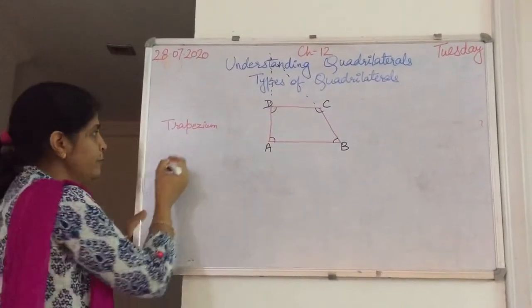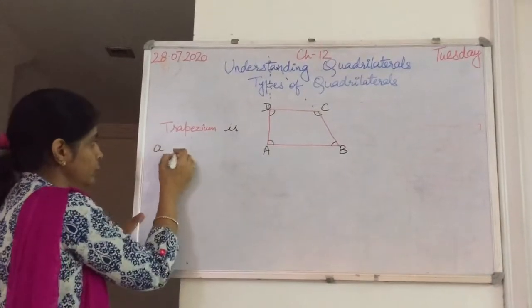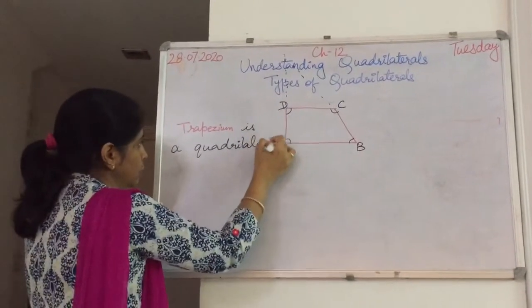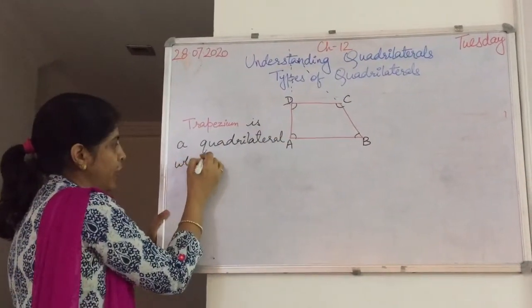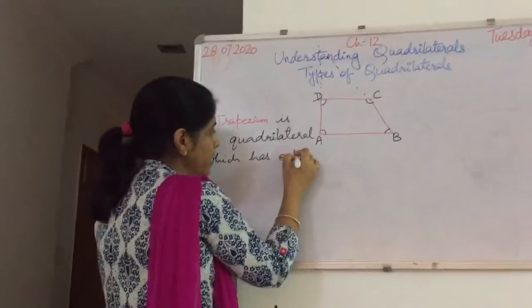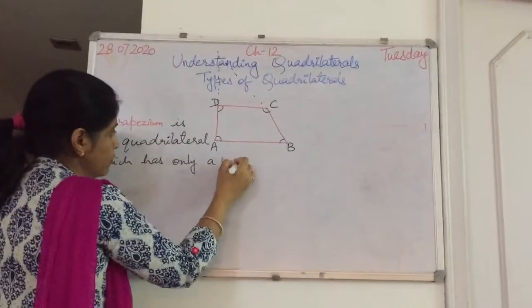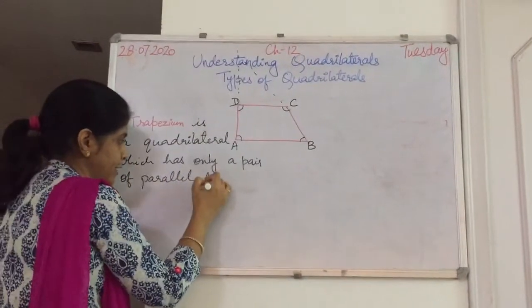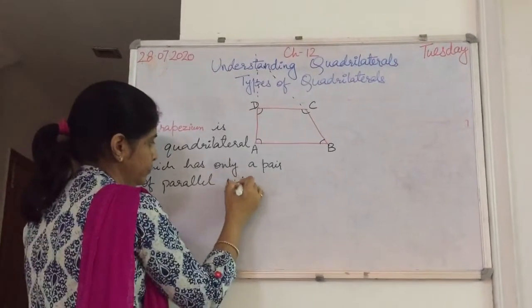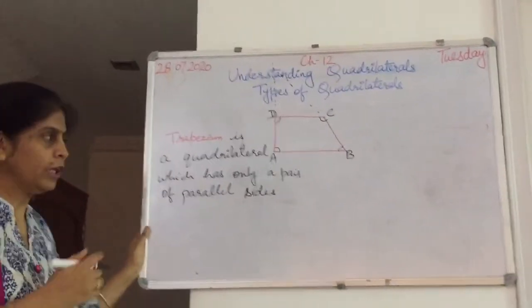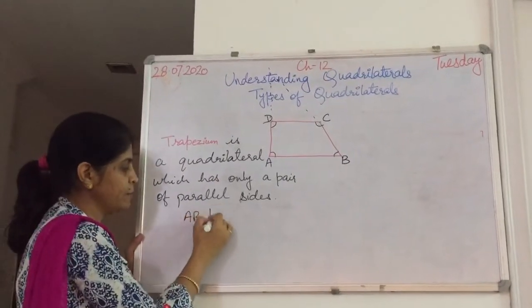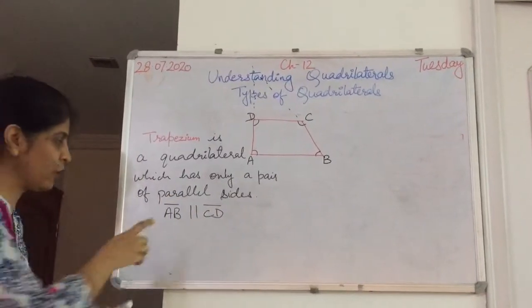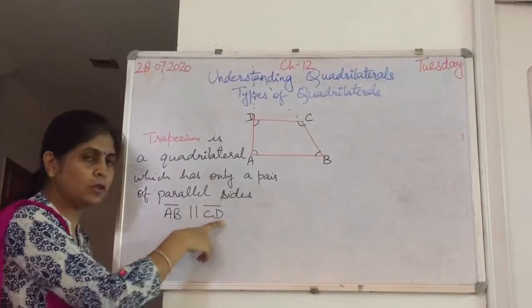So what is trapezium? Trapezium is a quadrilateral which has only a pair of parallel sides. Clear? And in this diagram, AB is parallel to CD. This is the sign of parallel. AB is parallel to CD.